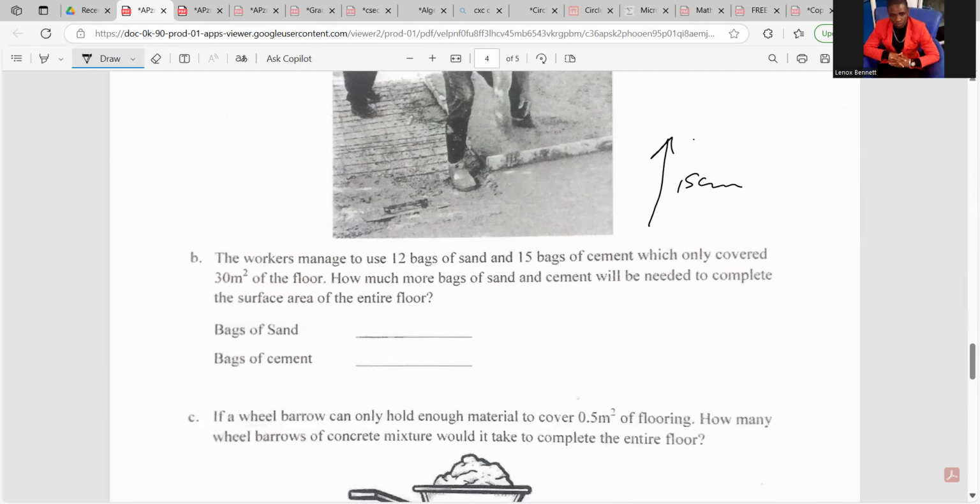The workers managed to use 12 bags of sand and 15 bags of cement, which only covered 30 meters square. Bear in mind, what was the area for the floor? The area was given as 60 meters square, right? They gave us that at the start, which is 15 by 4, just to refresh your memory.